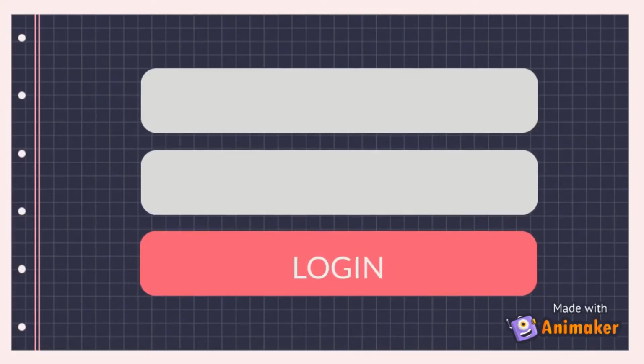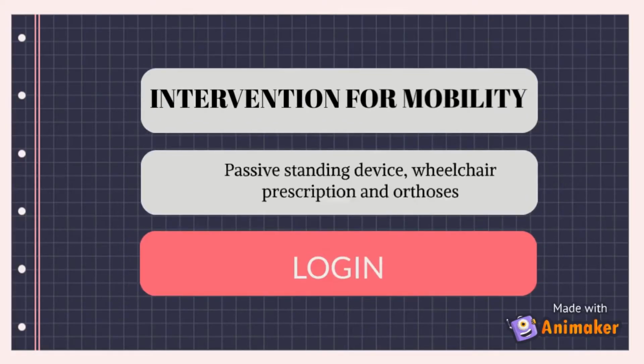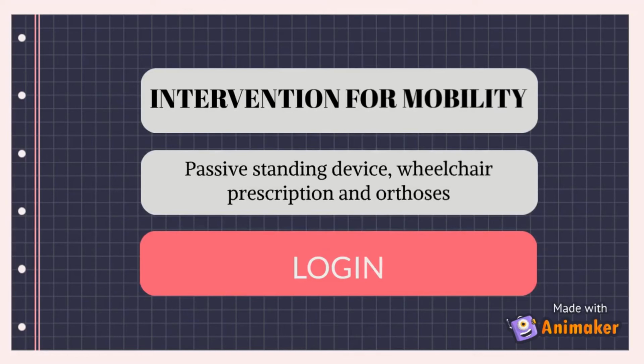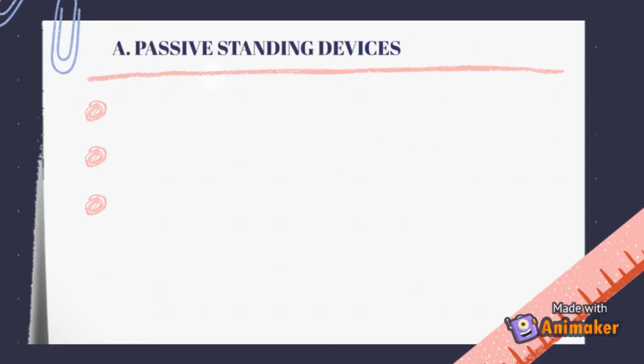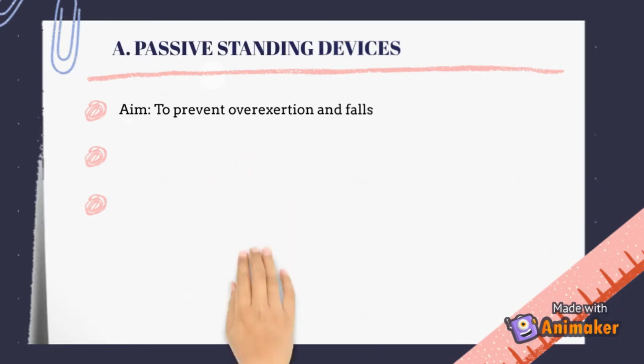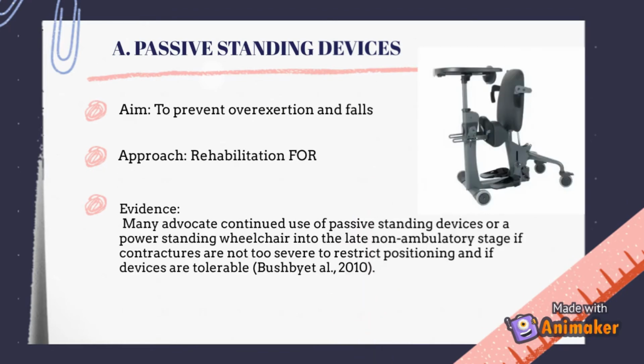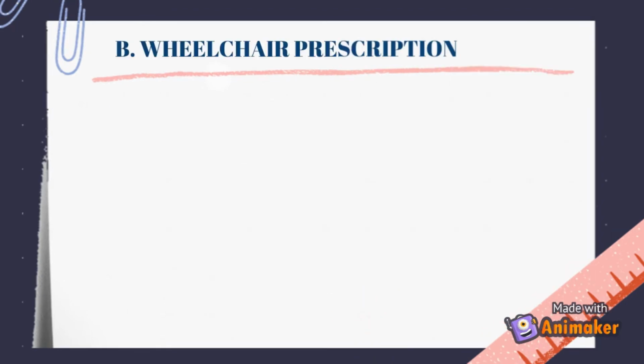So let's look at the intervention for mobility such as passive standing device, wheelchair prescription, and orthosis. Firstly is passive standing device. It is used to prevent overexertion and falls in patients with MD. The next one is wheelchair prescription. It is used to maximize performance in occupation through adaptation of the environment.